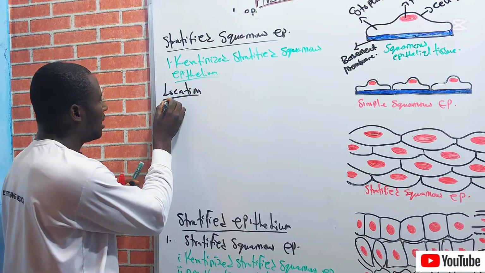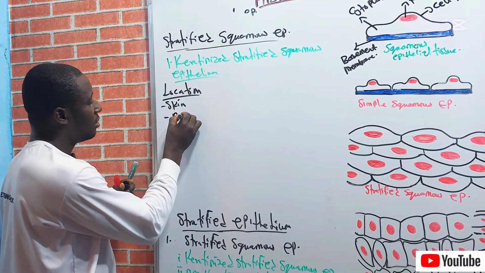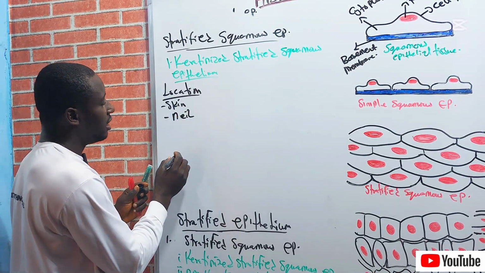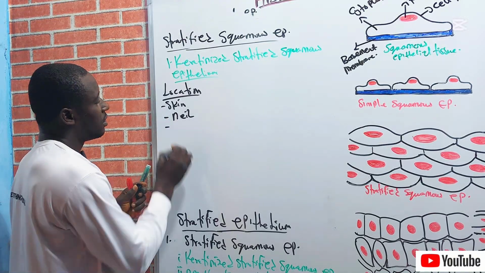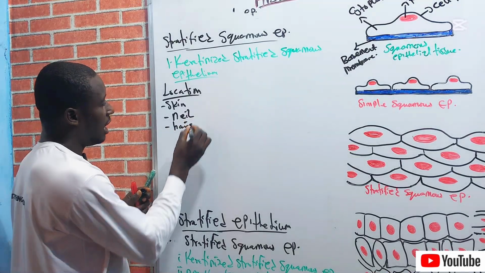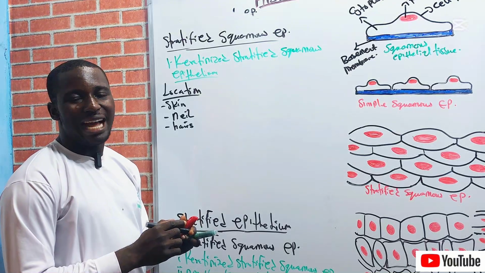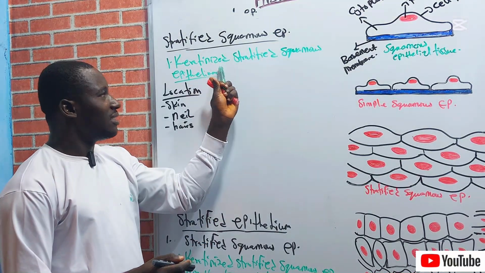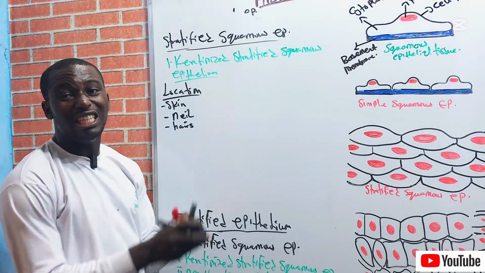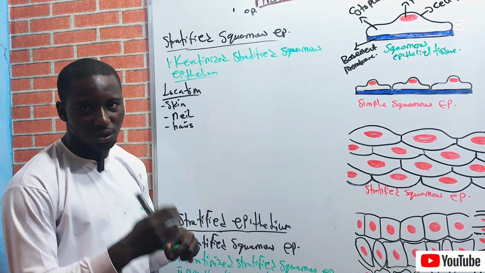They are found in the skin epidermis. They are found in the nails. They are as well found in the hairs. Now these are the locations where you can see the keratinized stratified squamous epithelium. Recall that they are found in a dry surface that is subjected to mechanical wear and tear injury.